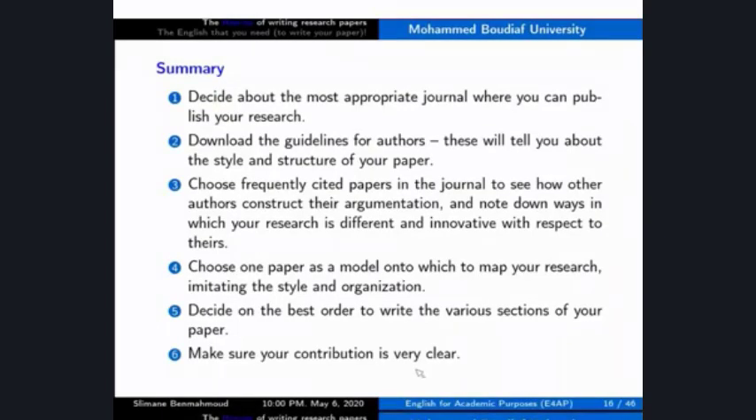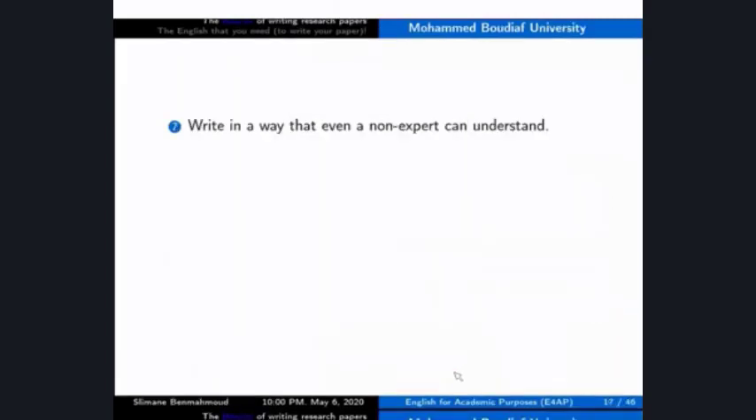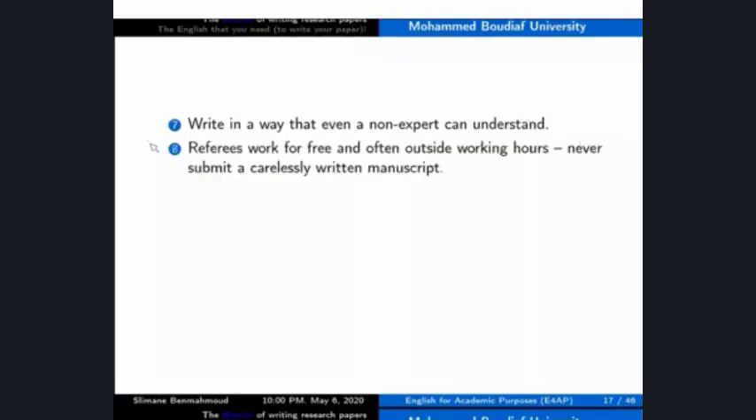Okay, make sure your contribution is very clear. Well, another point is to write in a way that even a non-expert can understand, and take your responsibility to do so. Eight, referees work for free and often outside working hours. So please never submit carelessly written manuscripts. If they see it like a carelessly written manuscript, they are gonna reject it directly.